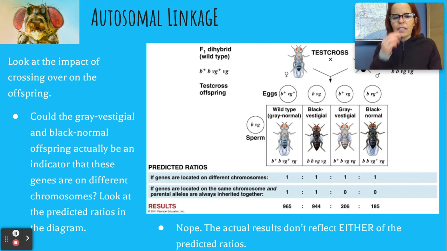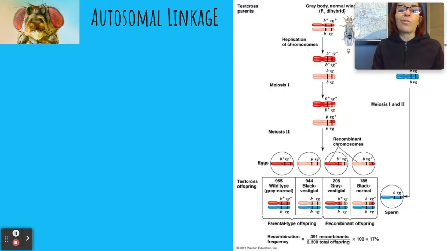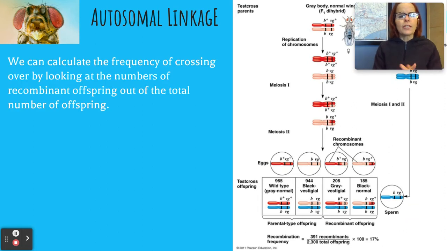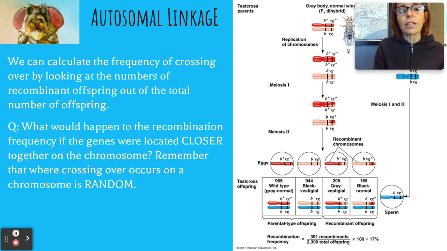All right, so it says the actual results don't reflect either of the predicted ratios. So what are we going to do with this? It says we can calculate the frequency of crossing over by looking at the number of recombinant offspring out of the total number of offspring. So look down at the bottom of the diagram. You've got 391 recombinants over the total number to give you about a 17% crossing over.